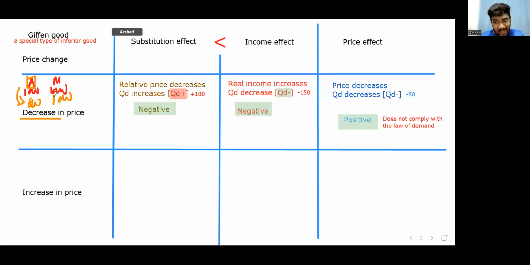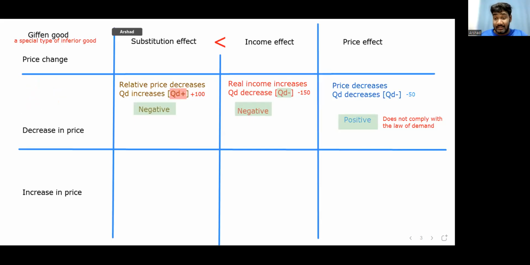So your relative price comes down compared to the substitute, which is at a more expensive level. That's what I'm saying: relative price decreases relative to that good. I am not saying the substitute's price is decreasing. It's the concerned good whose price is going down, not the substitute. So you're relatively cheaper. Relative price decreases.